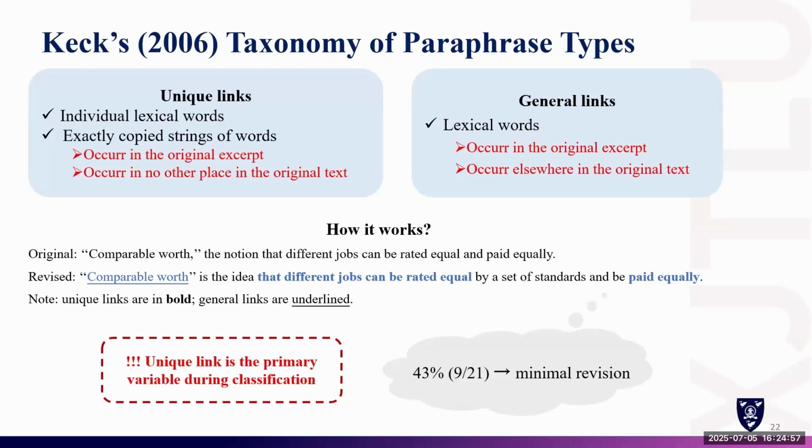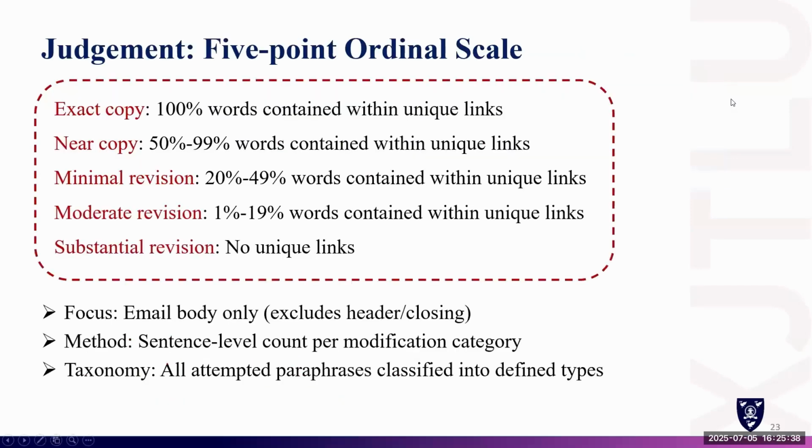So I will give you a small example to show how it works. In the revised sentence, the comparable word is a general link. And there are two unique links in this sentence. The first one is "different jobs can be rated equal," which is a 7-word phrase, and "paid equally" is a 2-word phrase. So the total number of words contained within the unique links is 9. And since the total number of words in the sentence is 21, by doing some very simple calculation, we find that the unique link is 43% of the sentence, which is the minimal revision.